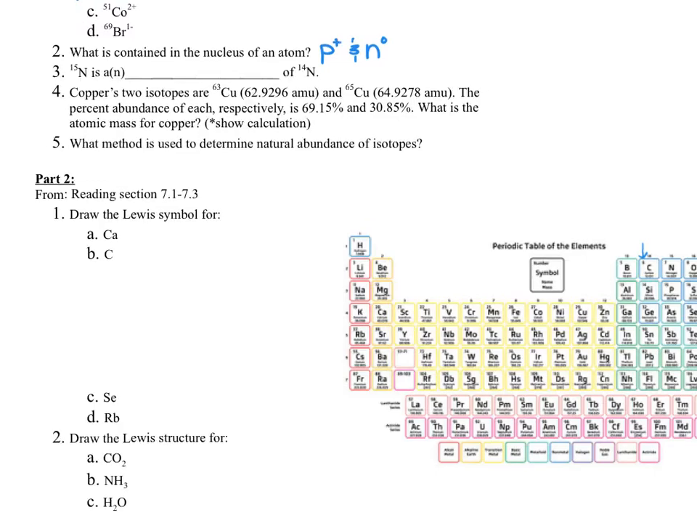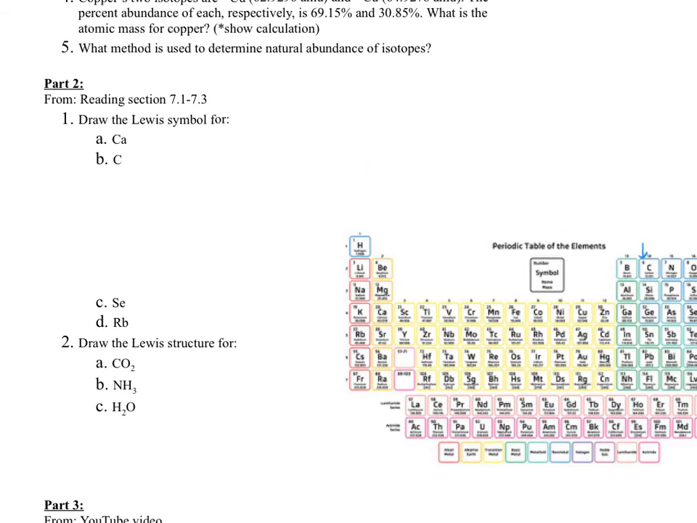Okay, let's skip down to part 2. This is from reading section 7.1 to 7.3. So I'm going to pull that up in front of me so I can look at that at the same time. So 7.1 is ionic bonding, 7.2 is covalent, and 7.3 is Lewis symbols and structures. So 7.3 is going to be the most applicable to these few problems.